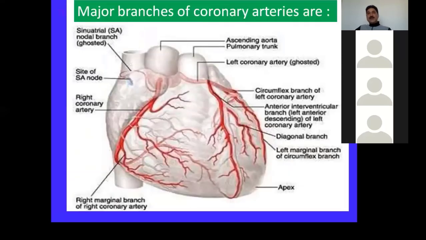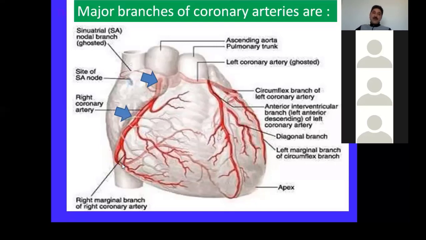Now if we go to the major branches of the coronary arteries, I told you there are minor branches and major branches. We have two main coronary arteries. One is the right coronary artery, shown by this arrow, arising from the right anterior aortic sinus. It is present in the coronary sulcus, in the anterior part of the coronary sulcus, between the right atrium and ventricle.